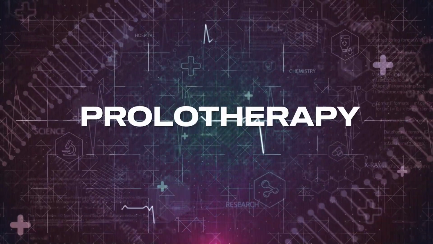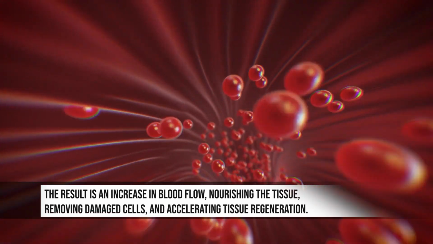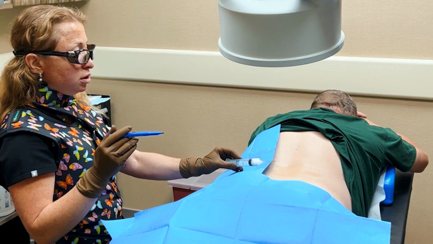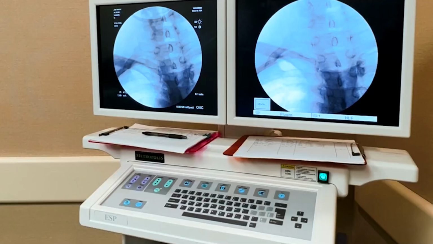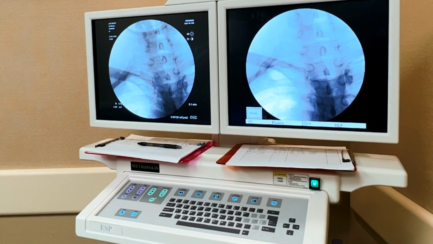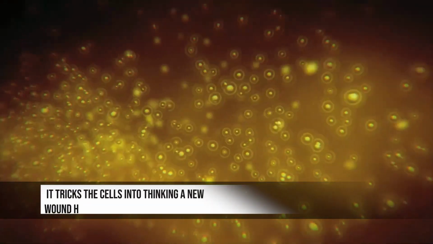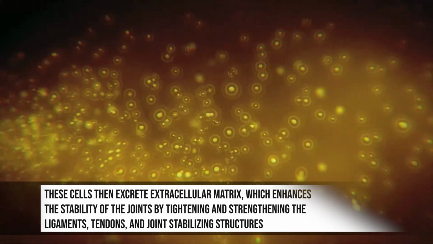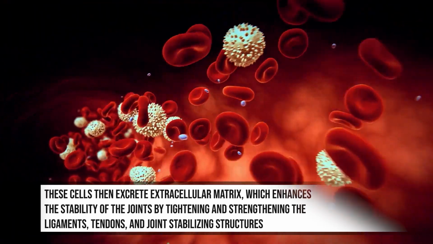Prolotherapy is another great way to treat arthritis in some joints. In prolotherapy, a dextrose solution is injected into a muscle or joint to stimulate controlled inflammation. The result is an increase in blood flow, nourishing the tissue, removing damaged cells, and accelerating tissue regeneration. Prolotherapy is a remarkable treatment in its simplicity. The treatment can help many patients avoid joint replacement, but it is not a miracle cure. Prolotherapy injections cause a controlled inflammation to occur by mimicking an injury response. It tricks the cells into thinking a new wound has occurred. These cells then excrete extracellular matrix, which enhances the stability of the joints by tightening and strengthening the ligaments, tendons, and joint-stabilizing structures.